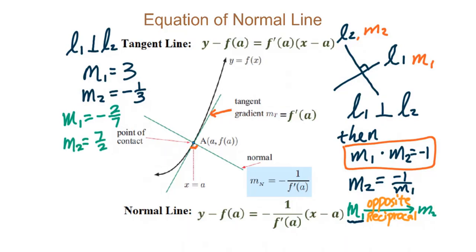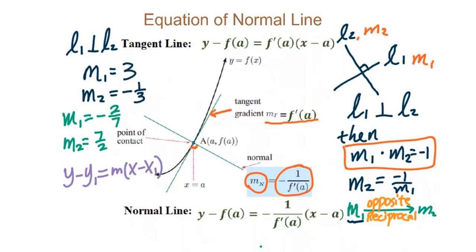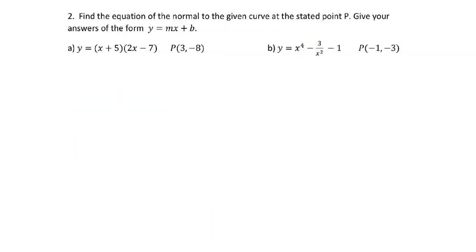Just do the opposite reciprocal. That's the reason for the slope of a normal line. We do the opposite reciprocal of the slope of a tangent line to get this. Then you can use y minus y1 equals the slope times x minus x1. This is the point-slope form for a linear function. You can get the equation of a normal line like this. So let's go to the example.